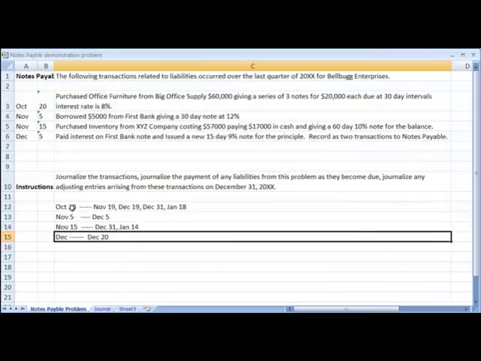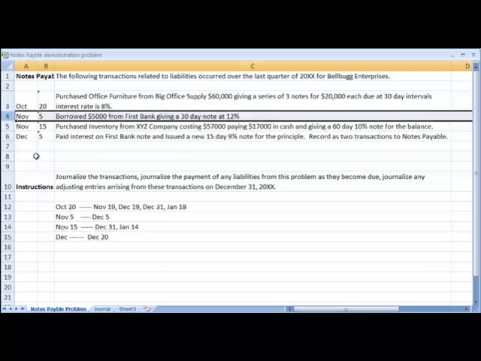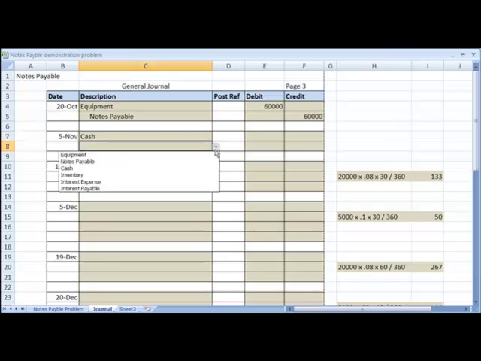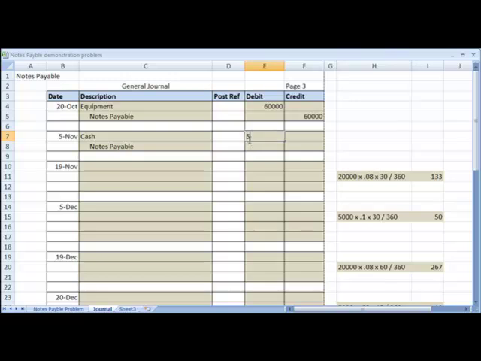Let's look at the next transaction, and the next date that comes up is this transaction right here, November 5th, where we borrowed $5,000 from First Bank on a 30-day note at 12% interest. And so we're just going to record this, which we received in this case, cash, and we're giving a note, notes payable, for $5,000.